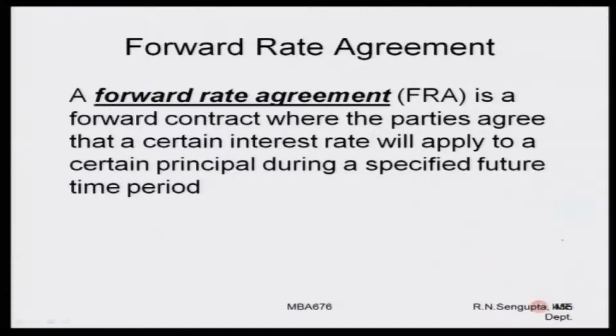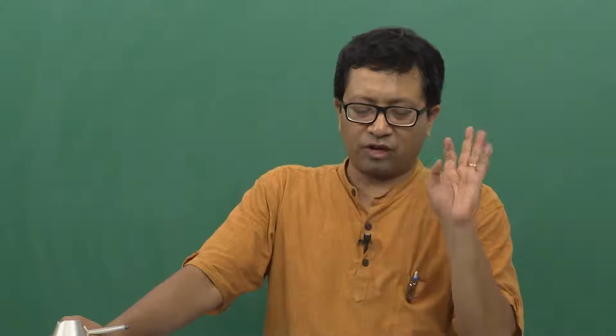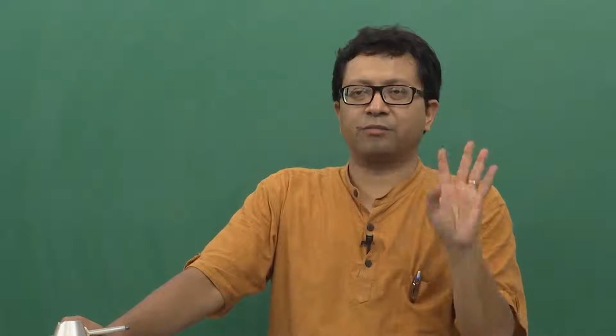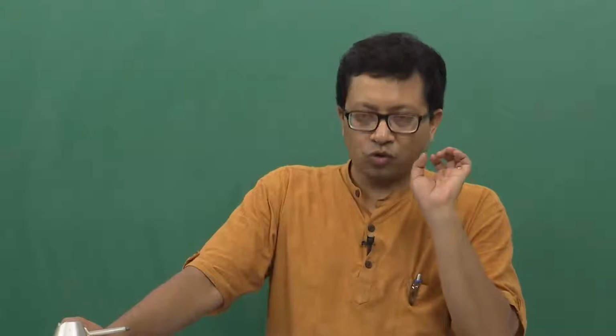Now what is a forward rate agreement? A forward rate agreement is a forward rate contract where the parties agree that a certain interest rate will apply for a certain principal during a specified future time period. All the calculations which you have done for the par yield, the coupon bond, the zero rate and the forward rate can be utilized to find the forward rate agreement, based on which two parties can sign a contract based on a forward.